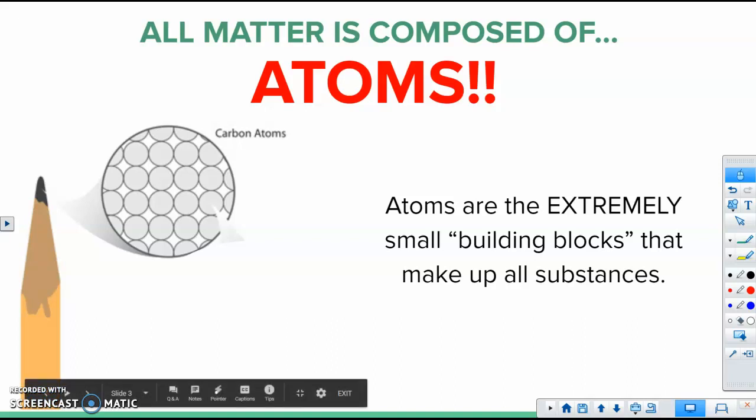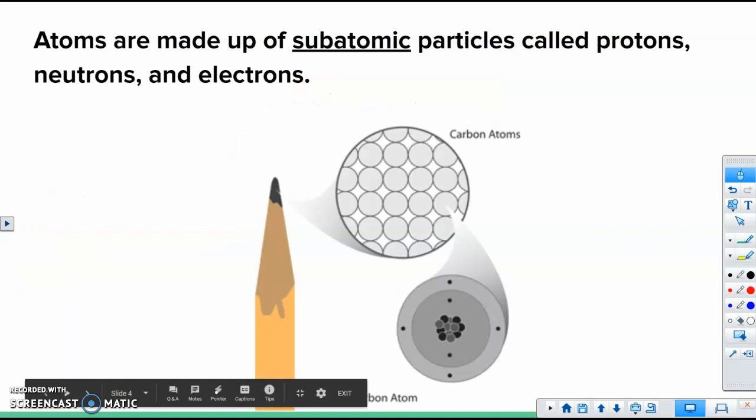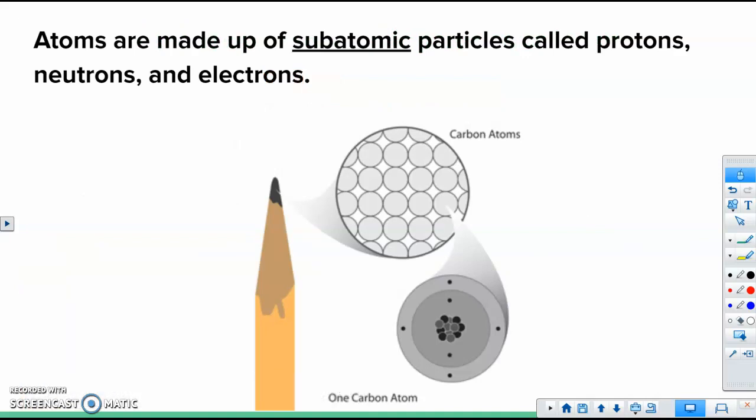Now, atoms are the building blocks, but they're not necessarily the smallest things that we know of in the world. Atoms are made up of even smaller particles. We call these subatomic particles, meaning lower than or smaller than atoms. And they're made out of three basic particles, which we refer to as protons, neutrons, and electrons.